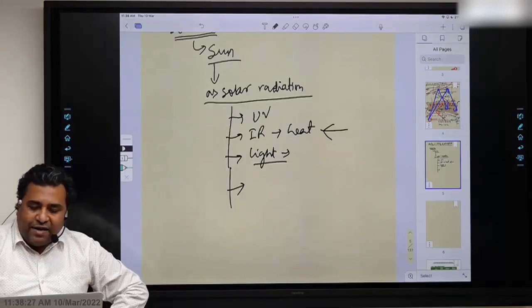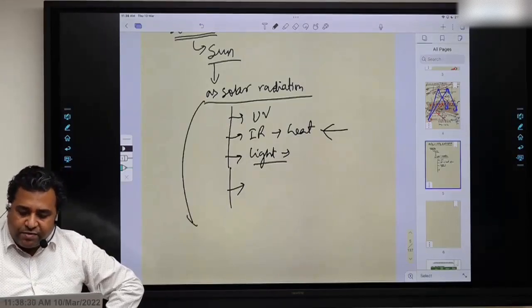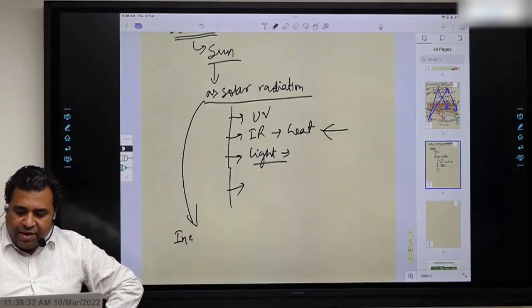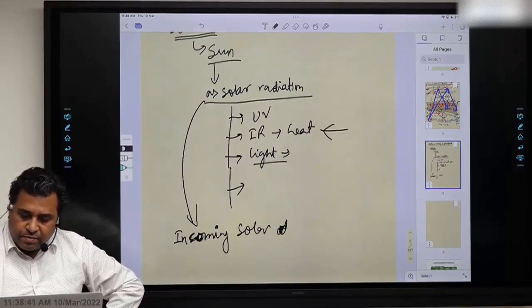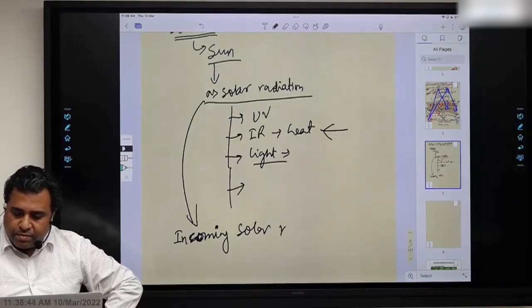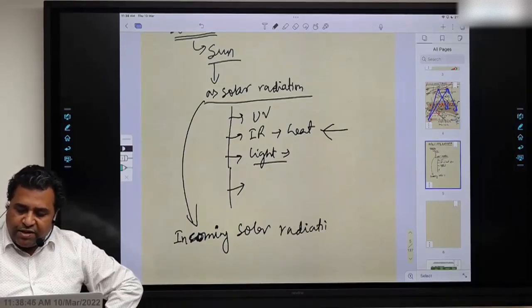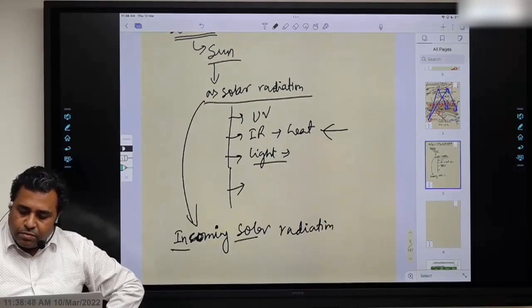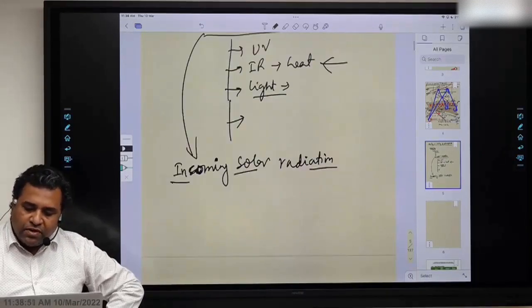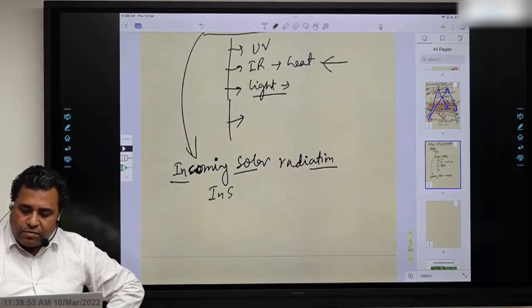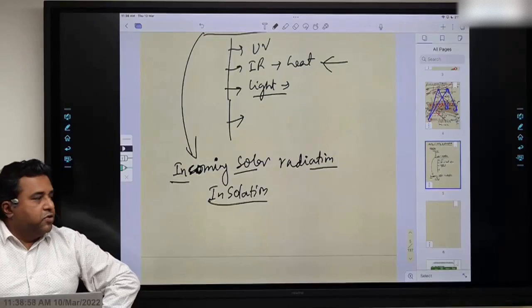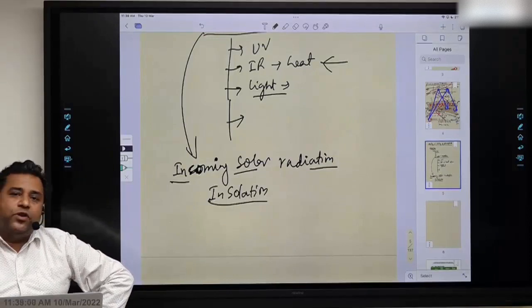Okay? And all the incoming solar radiation, we call it insolation. So the incoming solar radiation is also known as insolation.